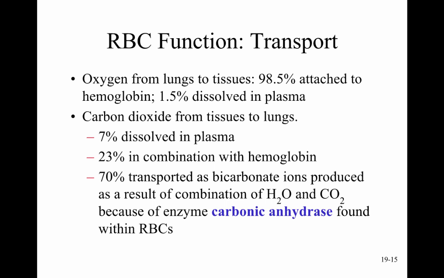So 98% of the oxygen that you inhale gets attached to hemoglobin, and only 1.5% is dissolved in the plasma. And for carbon dioxide from your tissues to lungs, 7% is dissolved in the plasma. 23% gets put in with the globulin part of the hemoglobin. And then 70% is actually transported as bicarbonate ions, because the carbon dioxide reacts with the water in your blood and produces bicarbonate with the enzyme carbonic anhydrase that is found within red blood cells. Most of it is actually transported as bicarbonate and then released.